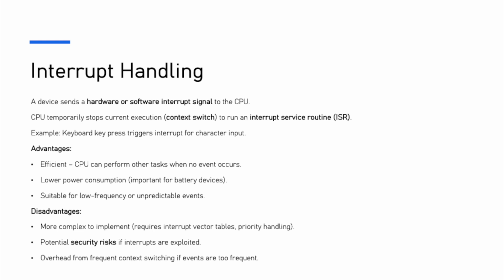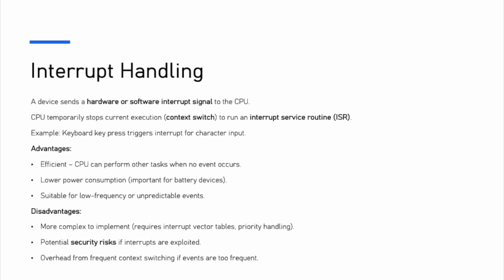There are a number of advantages to interrupt handling. It's efficient. The CPU can perform other tasks when there are no events occurring, which is different from polling. There is low power consumption, which is very important for battery devices. You do not spend time polling devices unnecessarily and consuming power. It's suitable for low frequency or unpredictable event situations, but it does have disadvantages also.